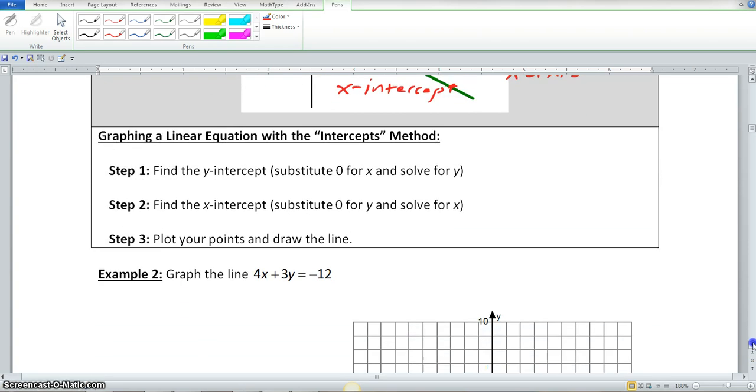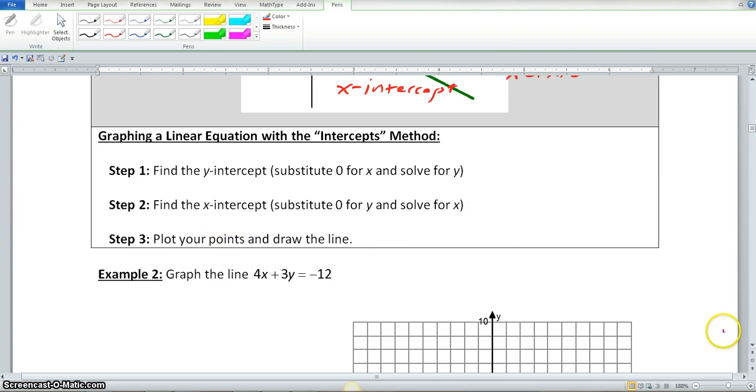So now we come down here. It says graphing a linear equation with the intercepts method. Find the y-intercept, substitute 0 for x, and solve for y. Find the x-intercept, substitute 0 for y, and solve for x.